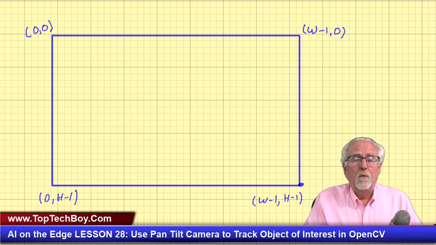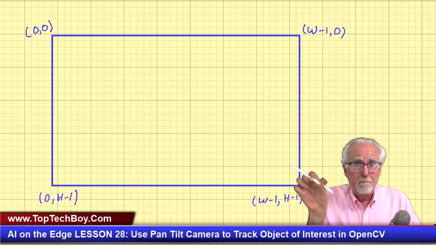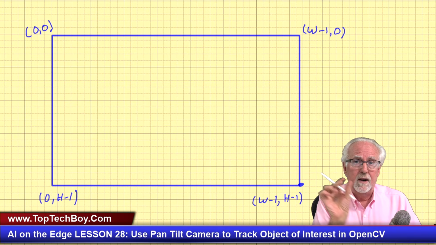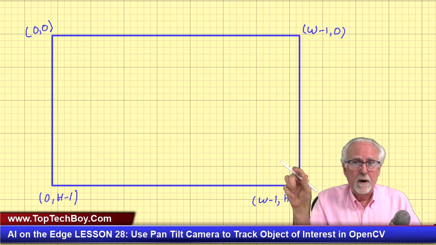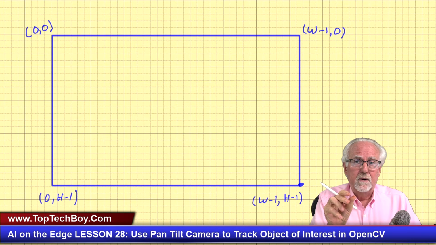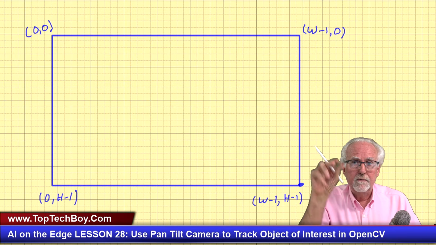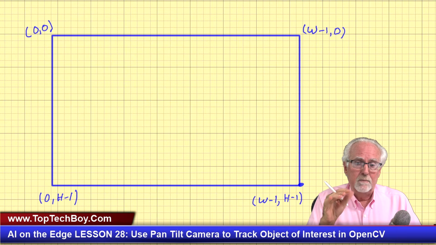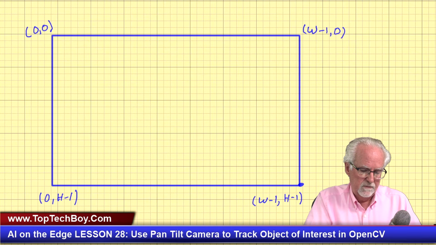Okay, now what do we want to do? We want to keep that box in the center of the frame. The center of the bounding box should stay in the center of the frame, and we'll move the servos to get that to line up right. But we've got to kind of know what those values are.